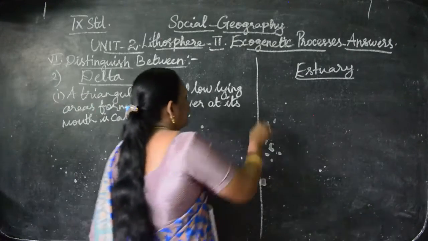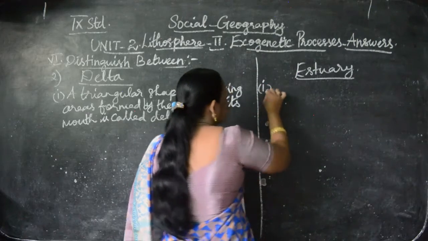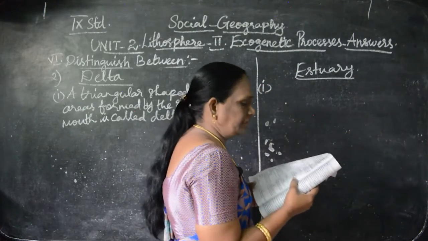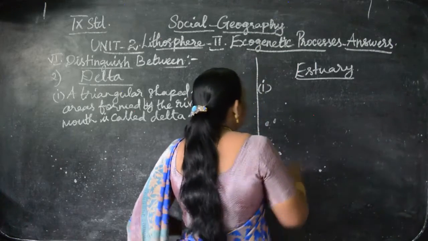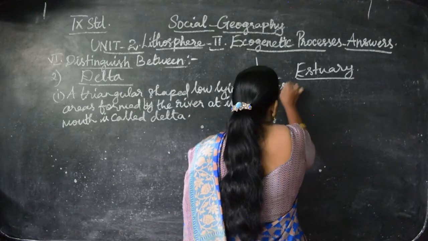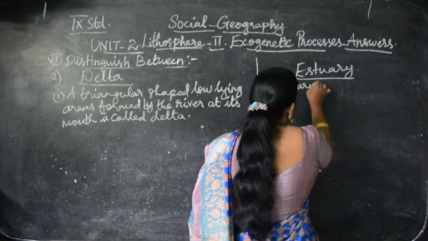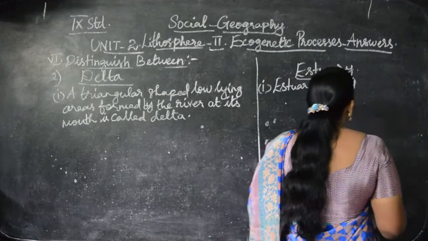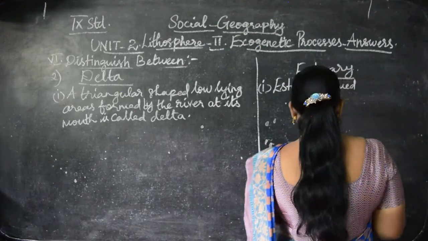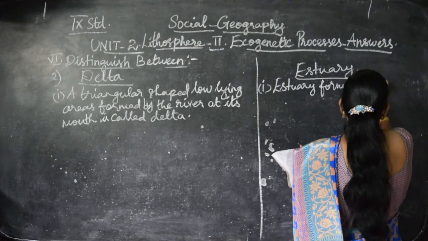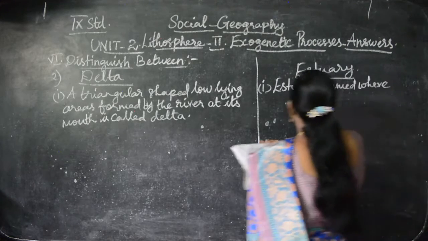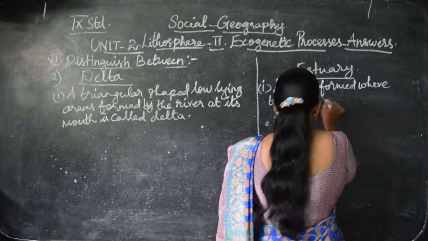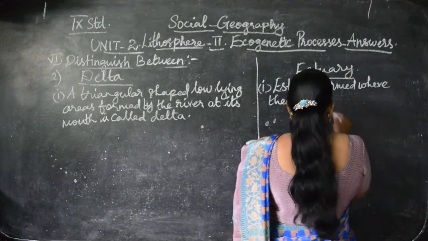And the first point, estuary. Estuary is formed where the river meets the sea.